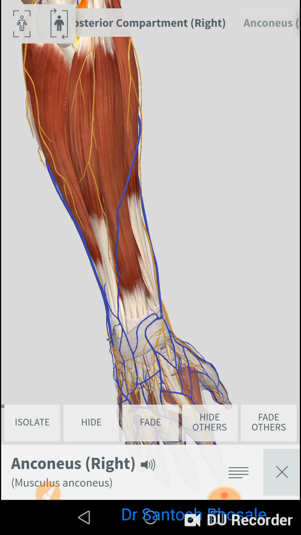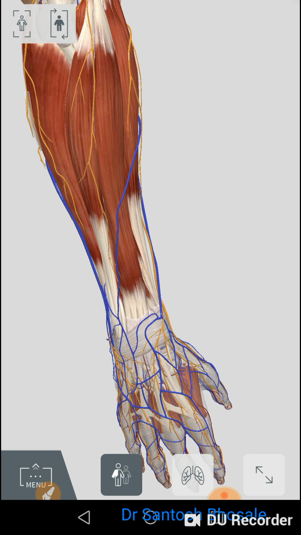So here, the posterior interosseous nerve, the posterior branch of radial nerve, runs between the superficial group and deep group in a plane between these two groups of muscles. So the 5 deep muscles are supinator, abductor pollicis longus, extensor pollicis brevis, extensor pollicis longus, and extensor indicis.